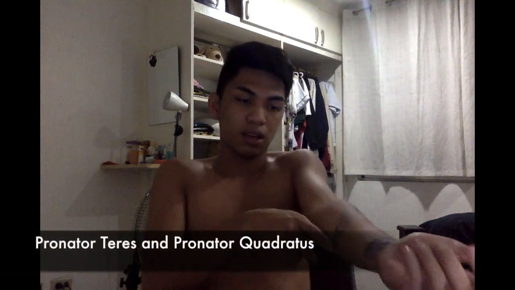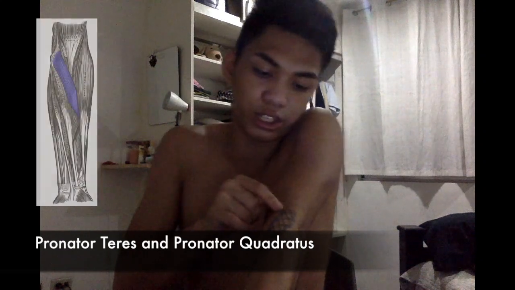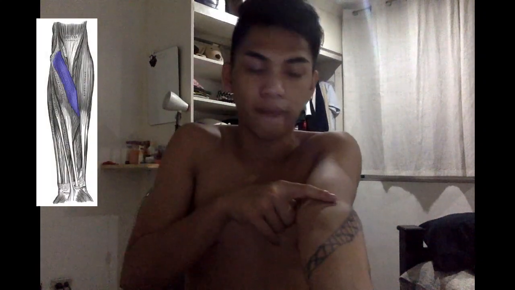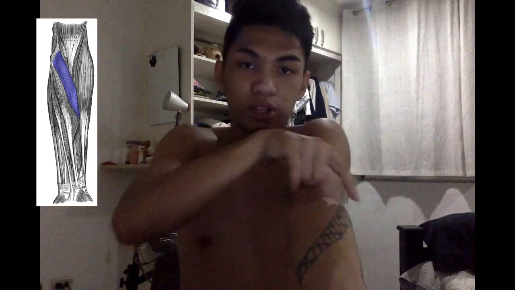This is the ulna. Here we have the muscles involved in our pronation. So, over here, the long one is pronator teres, and here is pronator quadratus. So, for the pronator teres, its origin is in the medial epicondyle of the humerus and the coronoid process of ulna. And its insertion is in the middle lateral surface of the radius, over here. It's responsible for the flexion of the forearm and the elbow.